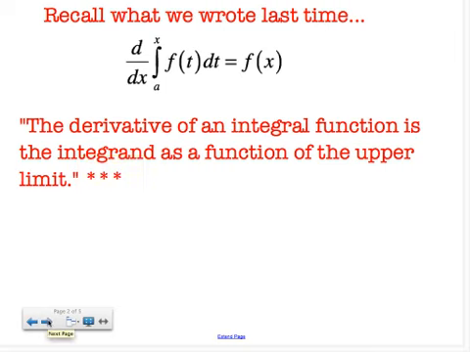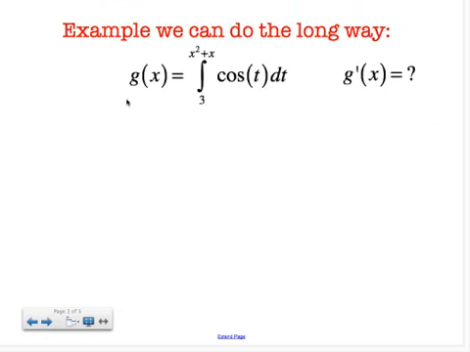So, what's going to happen is this upper limit is not always going to be an x. There could be any variety of things written up there that are functions of x. And so the question is going to be, how do you then take the derivative of that type of integral function? And that's where we're going to use the fundamental theorem part 1 in association with something else we've seen before. Let's start with an example that we can do the long way and then see if there's a way we could have done it quicker.